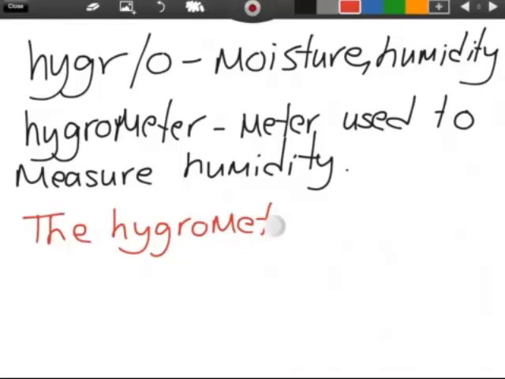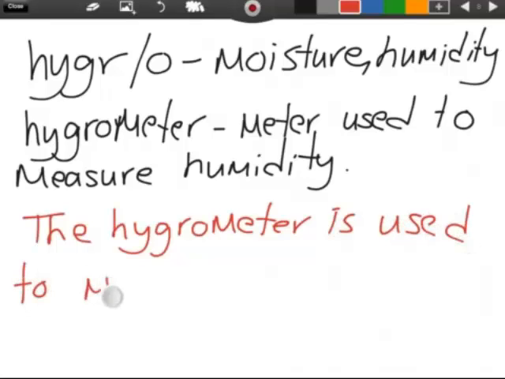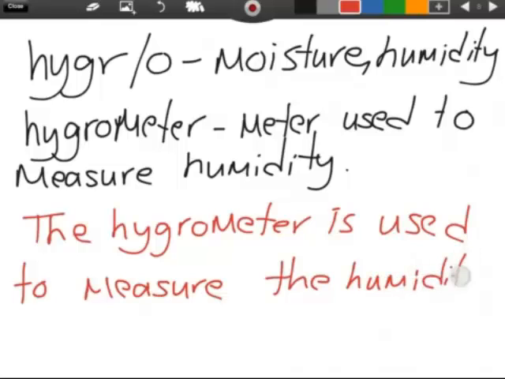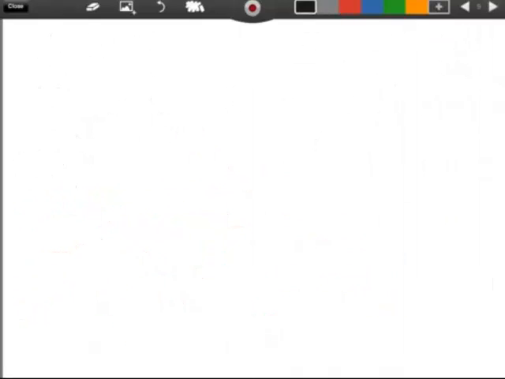A hygrometer is used to measure the humidity in the air. Right, let's move on to our next root, which is hyper.